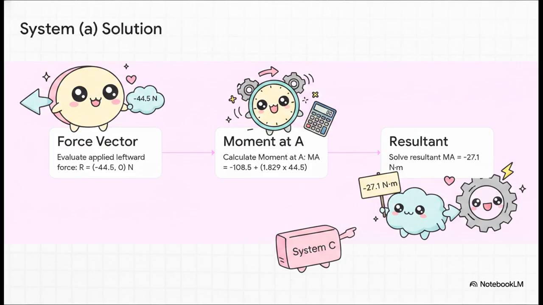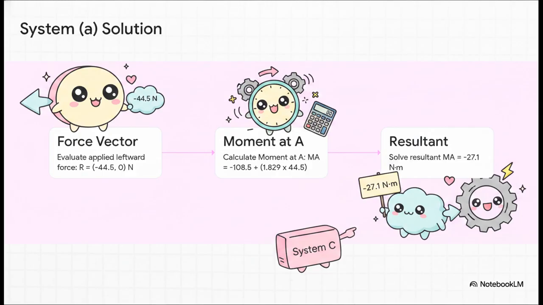Let's look at the solution strategy for system A. Step 1. We have an applied leftward force of 44.5 newtons, which means our resultant force vector R is negative 44.5 on the x-axis and 0 on the y-axis. Easy enough. Step 2. The moment at point A. We start with 108.5 newton-meter clockwise moment, so that's negative 108.5. Now we add the moment from our horizontal force, a 1.829 meter force arm multiplied by 44.5 newtons. Step 3. Let's calculate. Negative 108.5 plus 81.4 gives us a resultant moment at A of negative 27.1 newton meters.